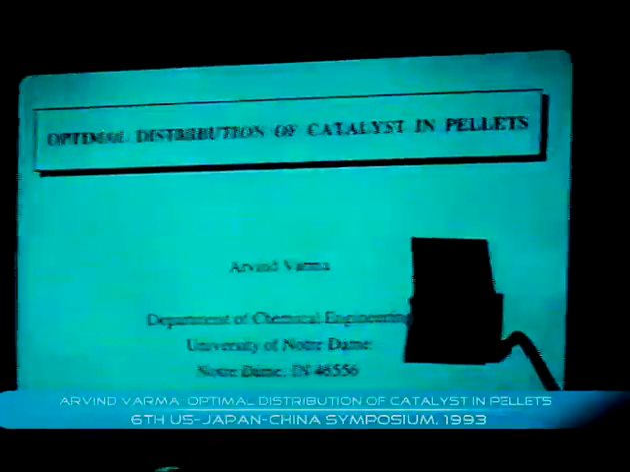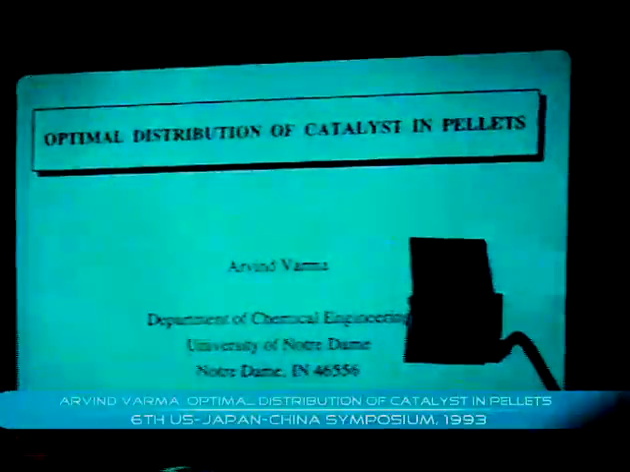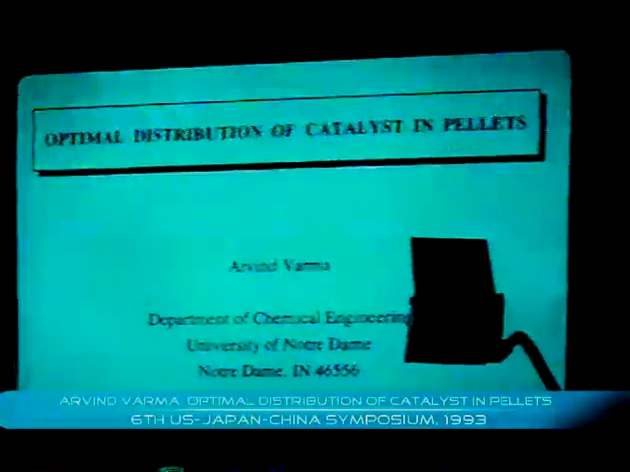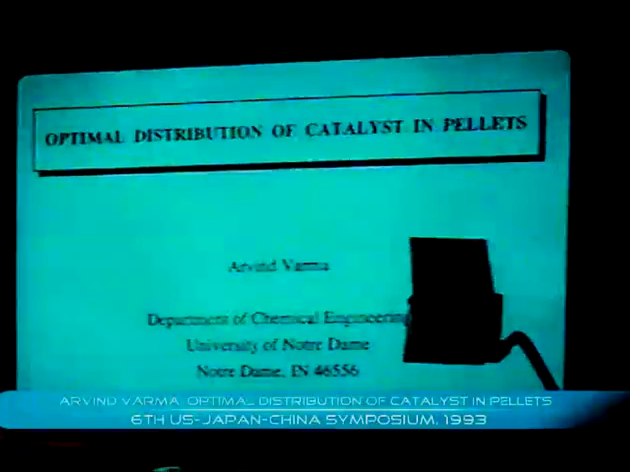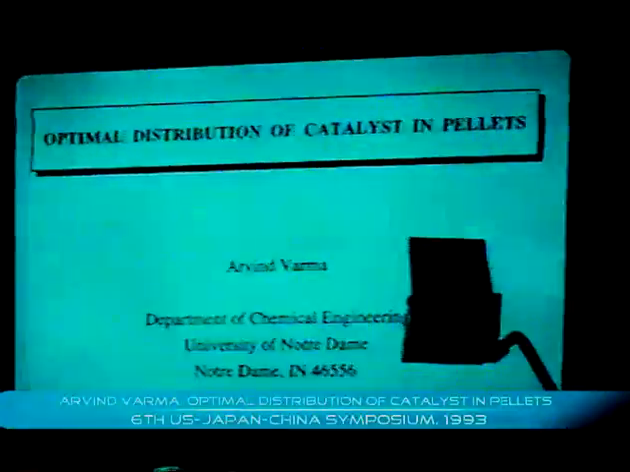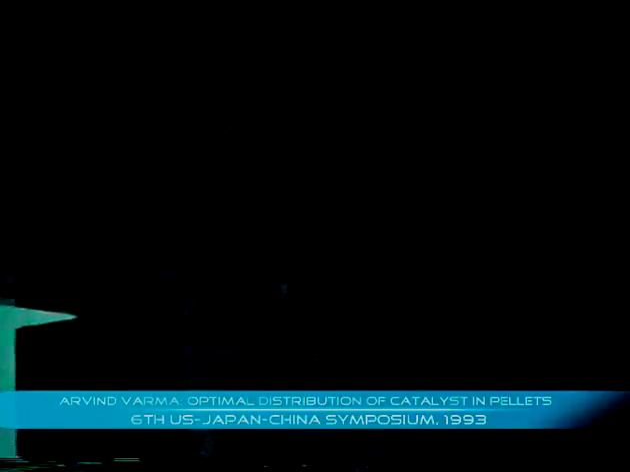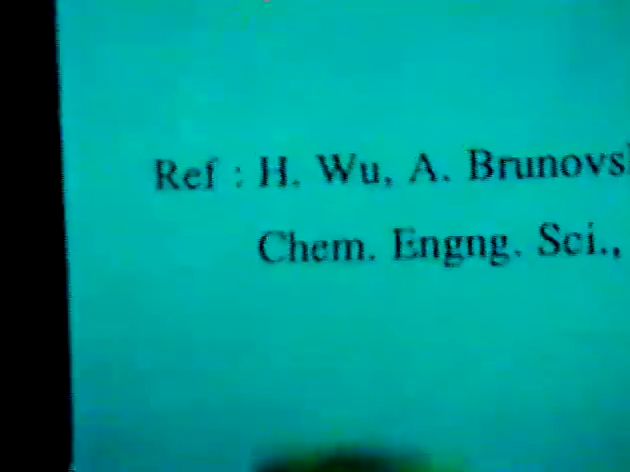So the topic being then the optimal distribution of catalyst and pellets. For a fixed total amount of catalyst, how should we go about distributing this catalyst in the pellet in order that we maximize some performance index of the catalyst? This performance index could be reactivity given by effectiveness factor of the catalyst, it could be selectivity, it could be yield, it could be any number of these features. So we want to ask the question, given a fixed amount of catalyst, how to distribute it in a support in order to maximize the performance of the catalyst.